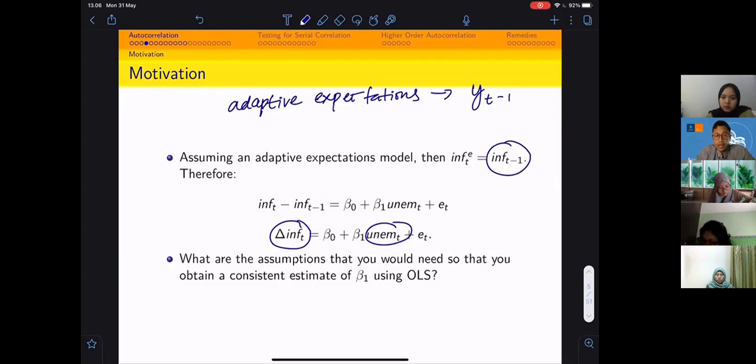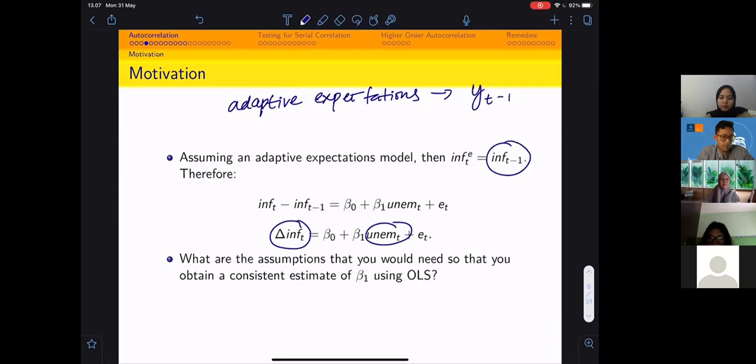Now, anyone recall what assumptions you need so that you obtain a consistent estimate of beta 1? If you can name two assumptions that are key to the estimation of beta 1, please raise your hand. Anyone? Can I, sir? Yeah, go ahead, Zaki.